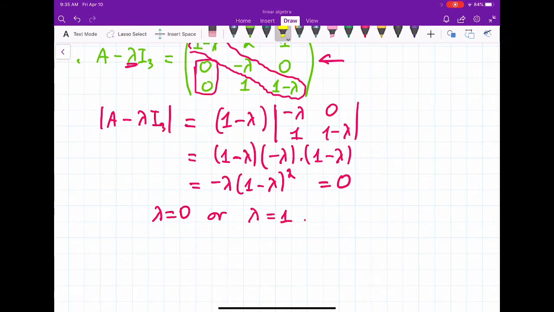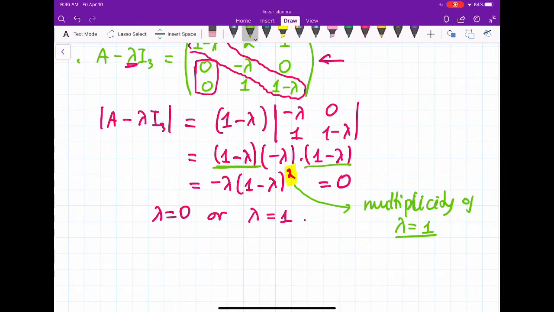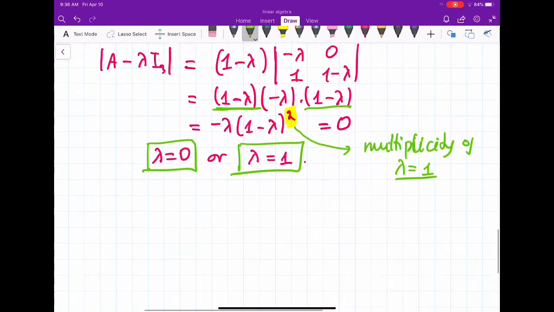Okay? Here I want to mention one thing. The number 2 right here is called the multiplicity of the eigenvalue lambda equal to 1. Multiplicity. Okay, why? Because if you write in this form, 1 minus lambda times 1 minus lambda, you have 2 times, right? But they are equal, so that is the multiplicity of that eigenvalue. Makes sense? Okay, we figured out the matrix has 2 eigenvalues.